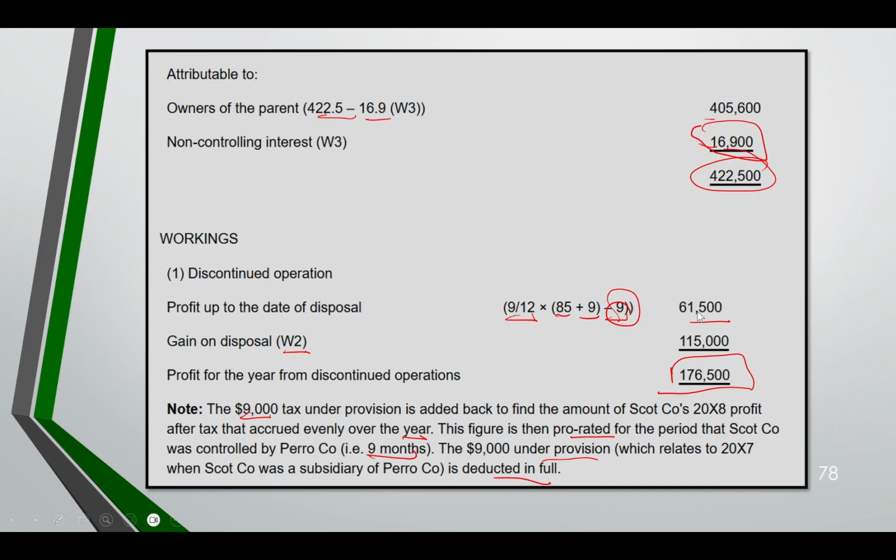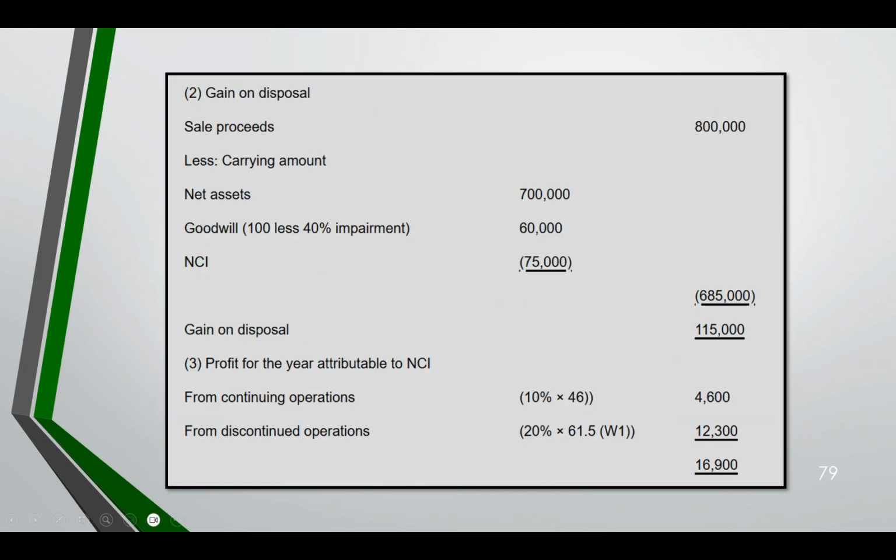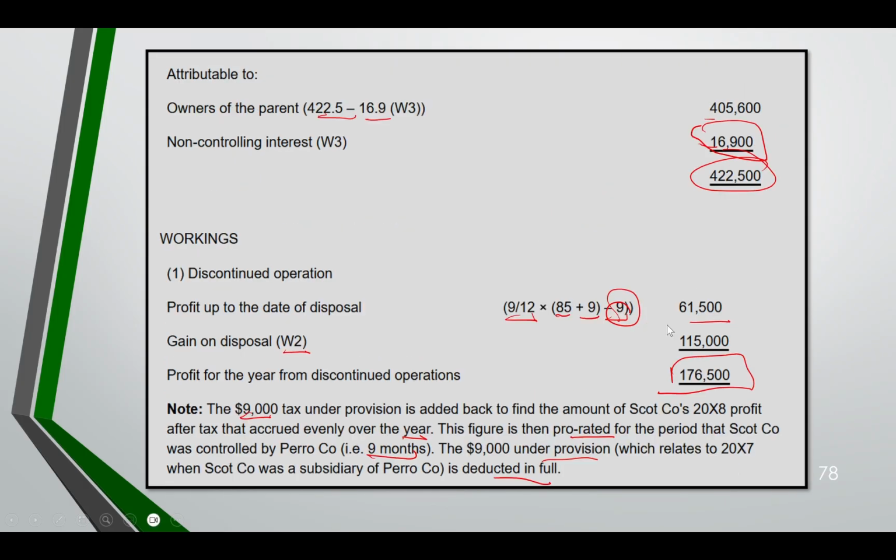So this gain on disposal 115 we'll see in working number 2 here. Sale consideration, net asset is given, NCI is given, goodwill is 100, take 40% off 60, and this is your gain, which you will add with this.